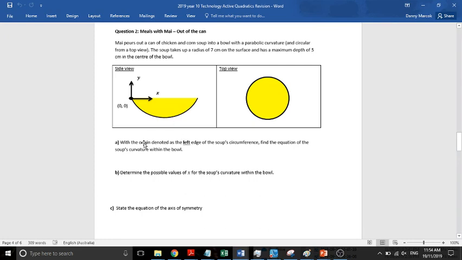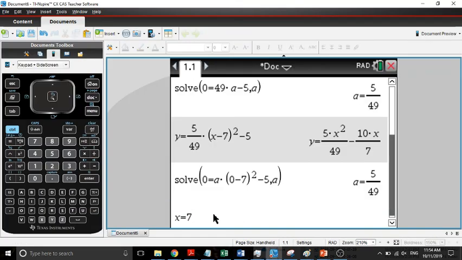So we found our equation, we stated the domain, and then we found the equation of the axis of symmetry.